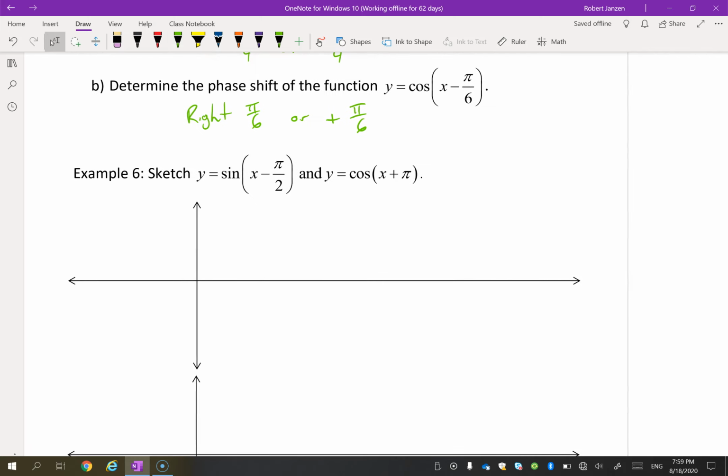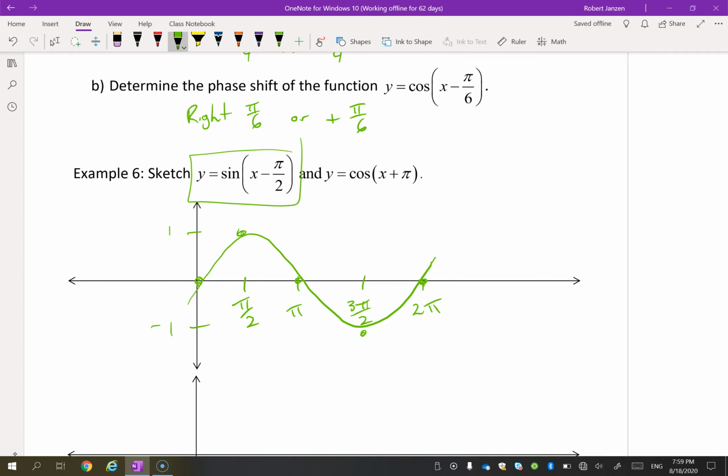Okay? Now, when you do a phase shift, I'm going to suggest that you draw the original graph first. So let's do that. There is no amplitude change, so I can just draw this graph with the same period and the same amplitude. But now I'm going to shift it. What is pi by 2 here? This is a phase shift of pi by 2, in other words, to the right. So I'm going to move it pi by 2 to the right.